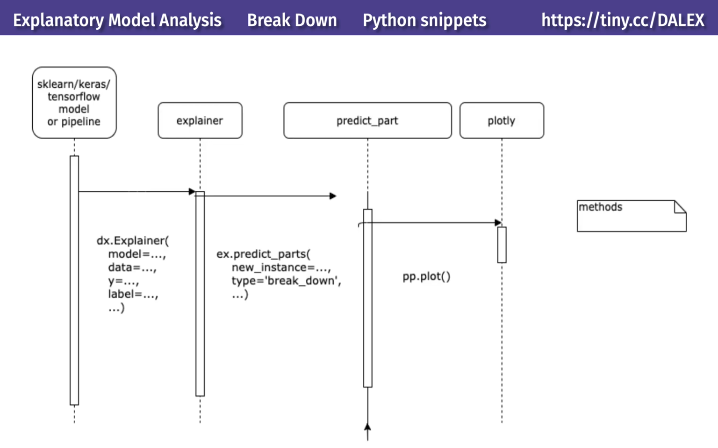The general workflow with the breakdown method is summarized in this sequence diagram. Once you have a model, you need to create a wrapper around the model with the explain function from the DALEX package. All other functions from this package operate on such objects. To calculate breakdown attributions, you can use the predict parts function with the type equals breakdown. The result can be further processed with the generic plot function.